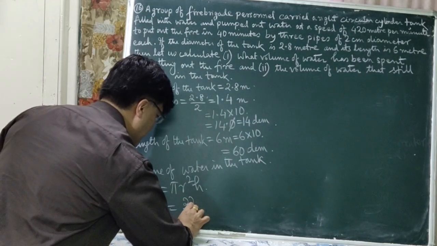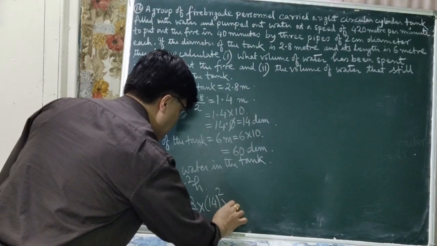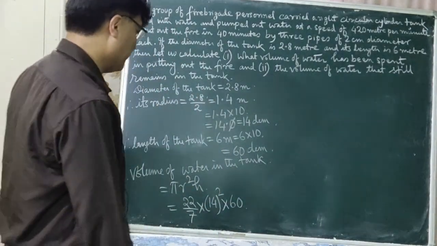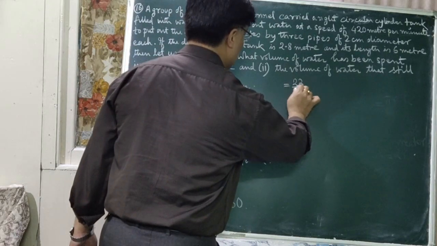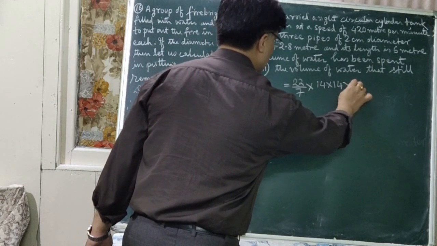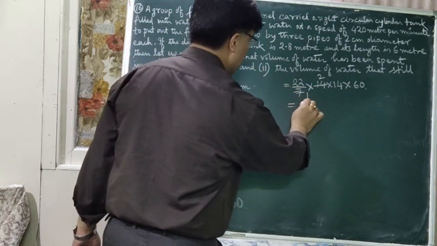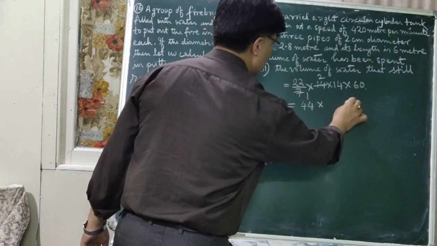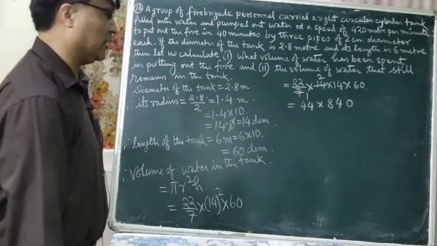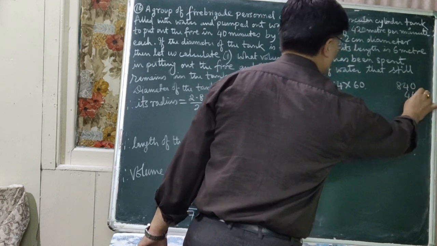Pi means 22/7, the radius is 14 whole square, into the height or length of the tank, which is 60. Let us simplify it: 22/7 into 14 into 14 into 60. 7 1 is 7, 7 2 is 14. So let's multiply: it is 44 into 840. Now let us multiply 840 by 44.